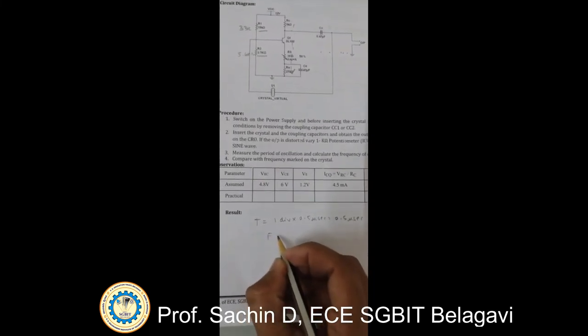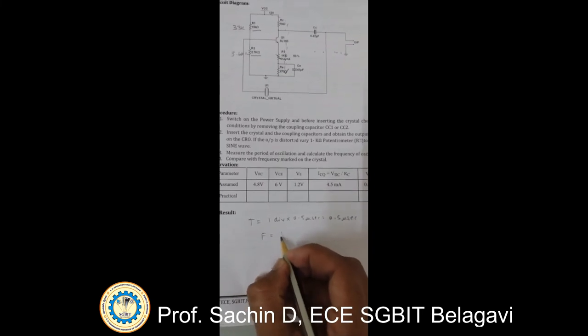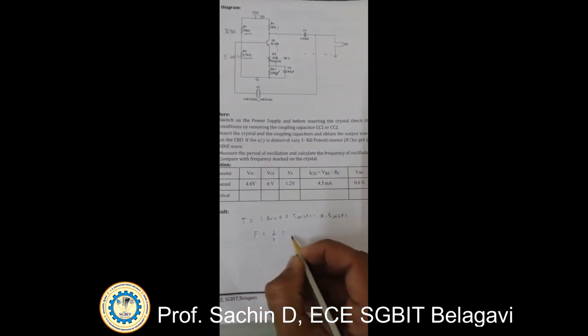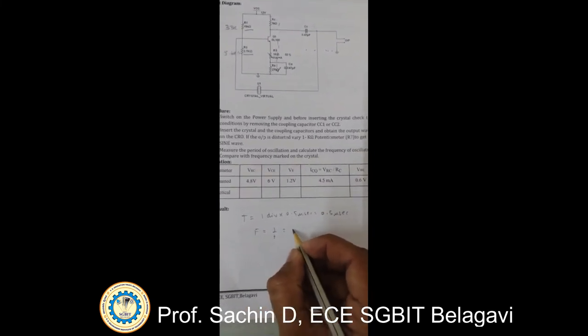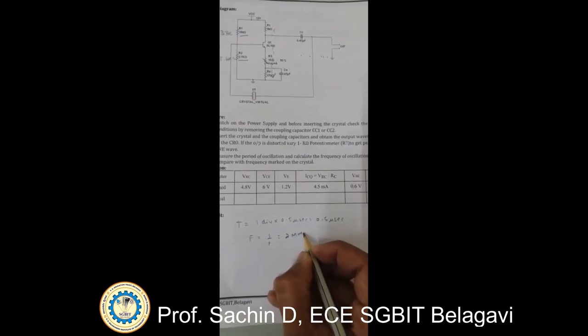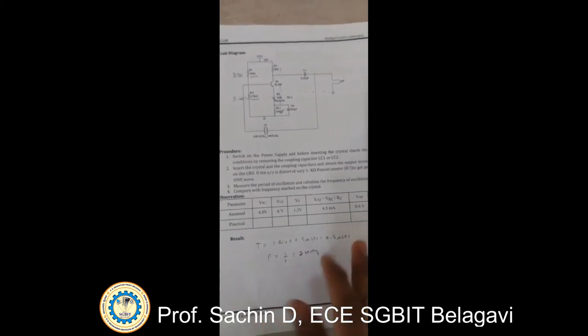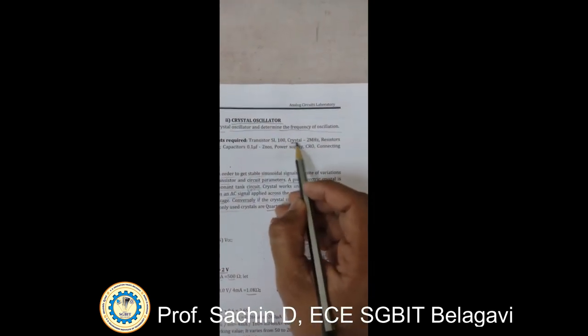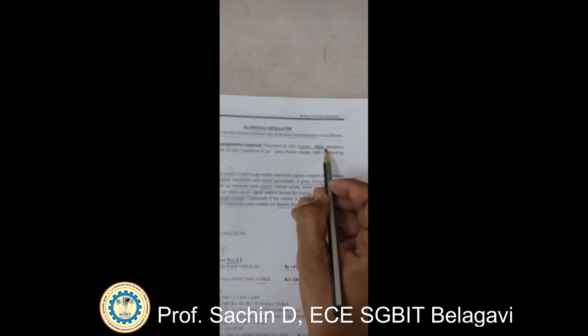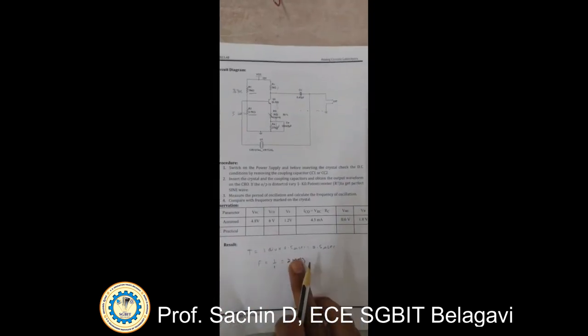To calculate the frequency of oscillation, frequency will be 1 upon T. So we get 1 divided by 0.5 microsecond, which is 2 megahertz. So this frequency is equal to our crystal frequency. Here you can see our crystal frequency is 2 megahertz. So our output frequency is equal to our crystal frequency of 2 megahertz.